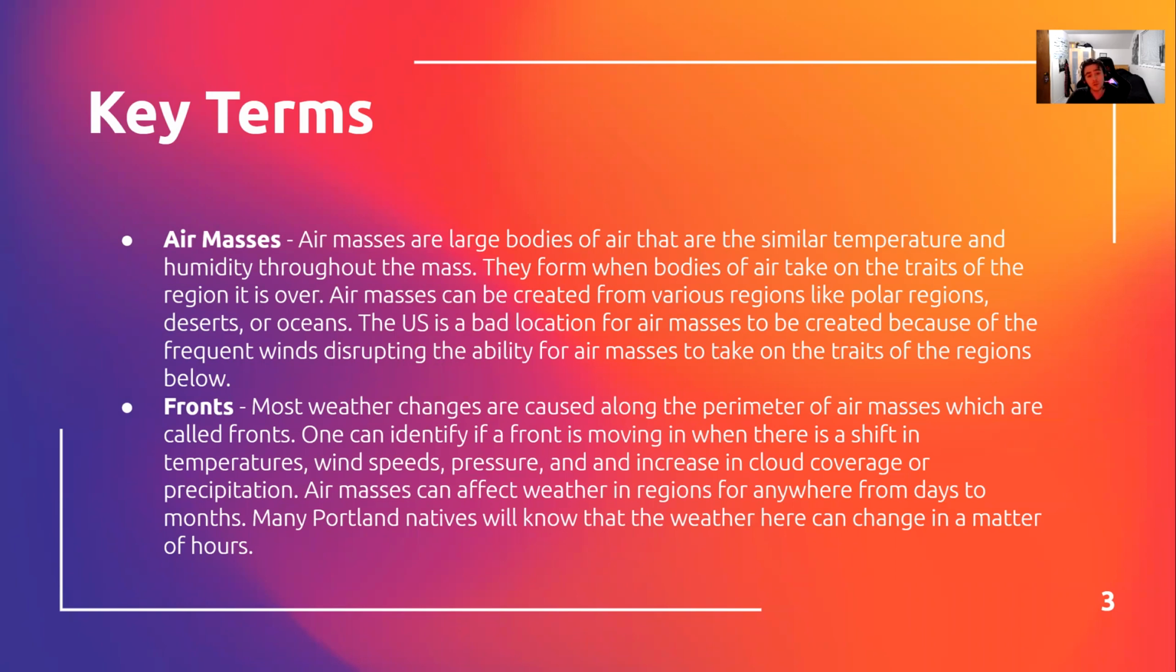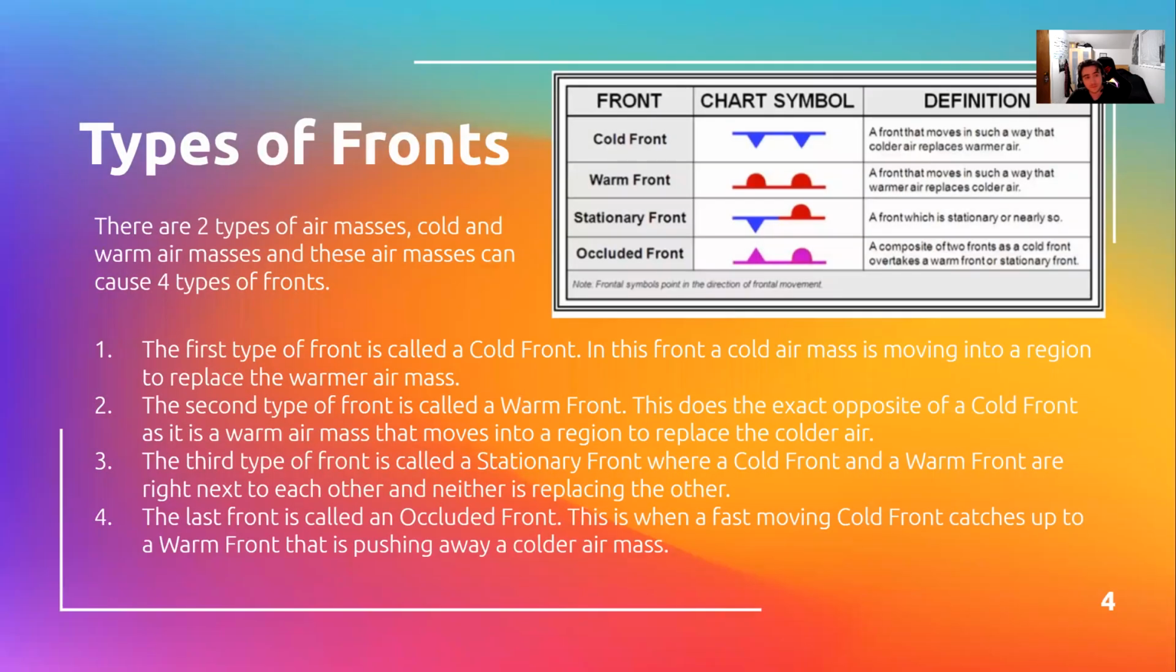Fronts. Most weather changes are caused along the perimeter of air masses, which are called fronts. One can identify if a front is moving in when there is a shift in temperatures, wind speeds, pressure, and an increase in cloud coverage or precipitation. Air masses can affect weather in regions for anywhere from days to months. Many Portland natives will know that weather here can change in a matter of hours.